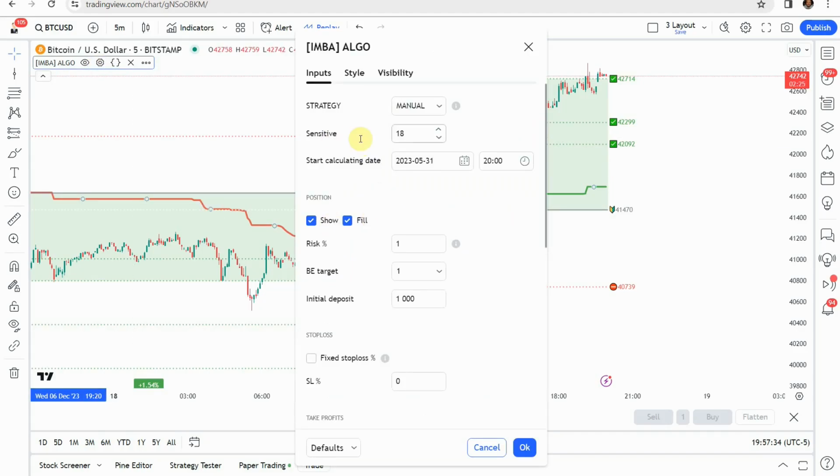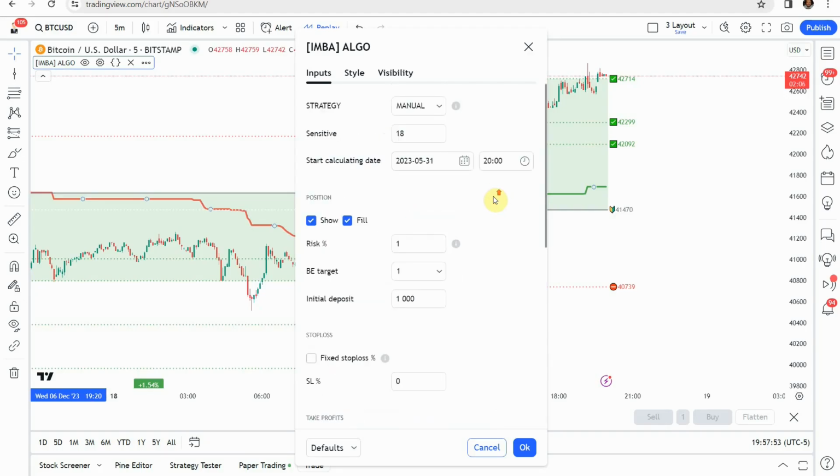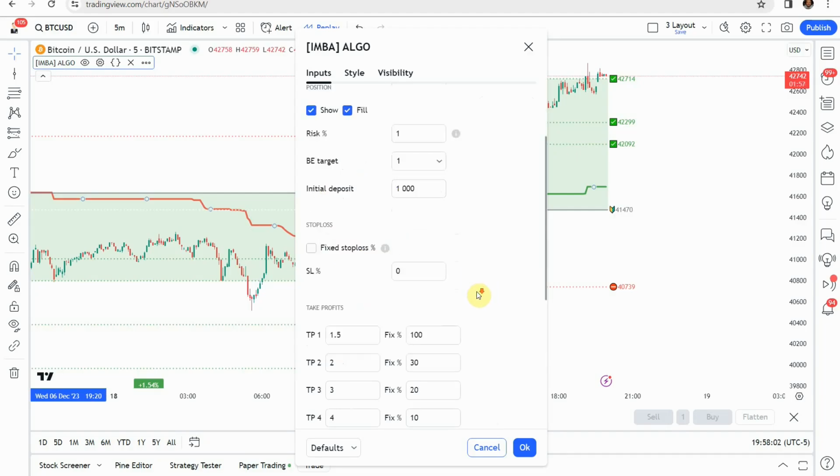so we'll just go over those changes real fast. Sensitivity here, you're going to bump that up to 18. Then you're going to scroll down to take profits. On TP1, you're going to put 1.5, and under the fixed percentage, you're going to put 100%. So that takes away the tiered take profit and gives you just a single take profit at a 1 to 1.5. But it also has break even and different aspects that you can change in here.